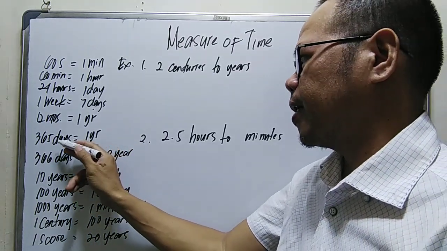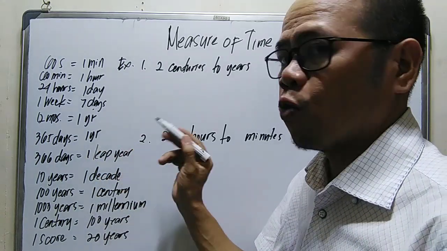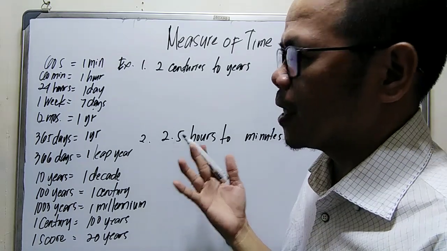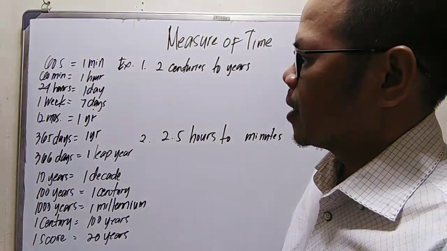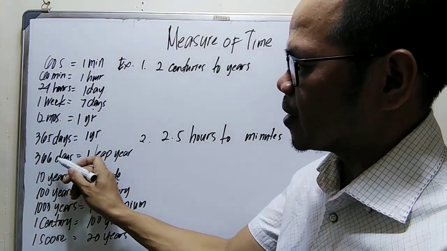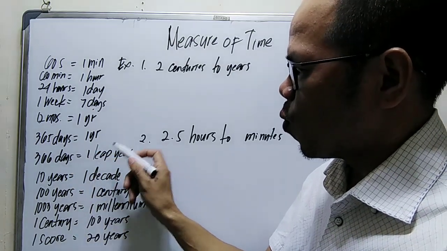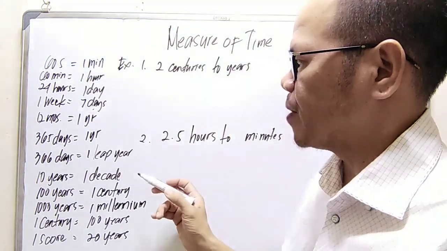Yung 365 days, meron pang 365 days and 1/4. Bakit siya merong 1/4? Because meron tayong tinatawag na leap year. Mangyayari yung leap year every 4 years. Kaya pagdating ng leap year, magiging 366 days na yan. So 366 days is equal to 1 leap year. Okay? Every 4 years lang mangyayari yung leap year.